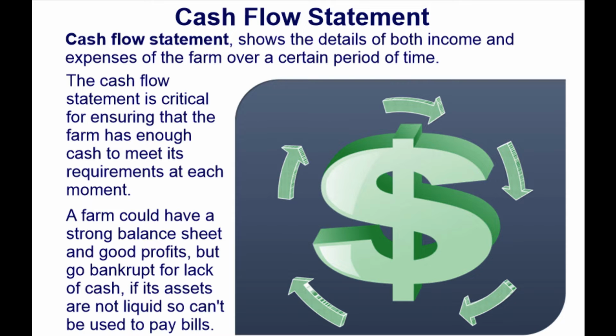Cash flow statement. Cash flow statement shows the details of both income and expenses of the farm over a certain period of time. The cash flow statement is critical for ensuring that the farm has enough cash to meet its requirements at each moment. A farm could have a strong balance sheet and good profits, but go bankrupt for lack of cash if its assets are not liquid, so can't be used to pay bills.